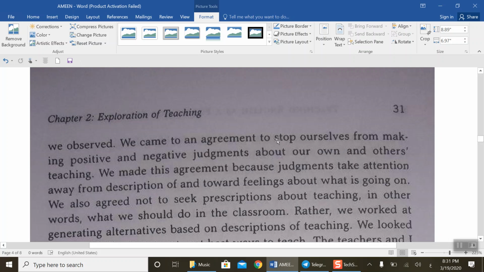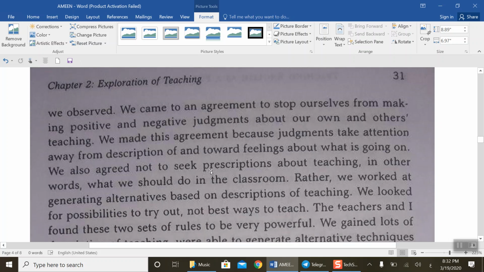We came to an agreement to stop ourselves, meaning no one says to you, your method is like this or like that, from making positive or negative judgments about our own and others' teaching. We made this agreement. Why? Because judgments take attention away from description of and toward feelings about what's going on. Okay? So they leave judgments, positive or negative.